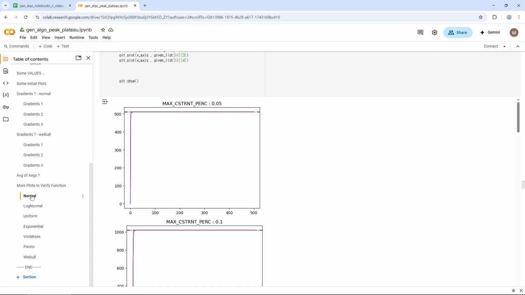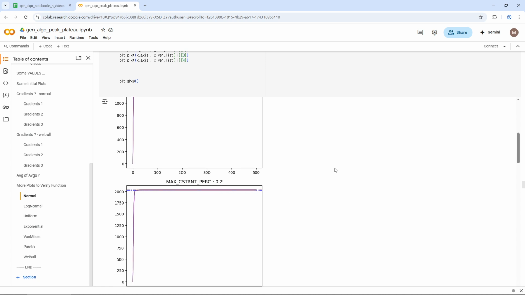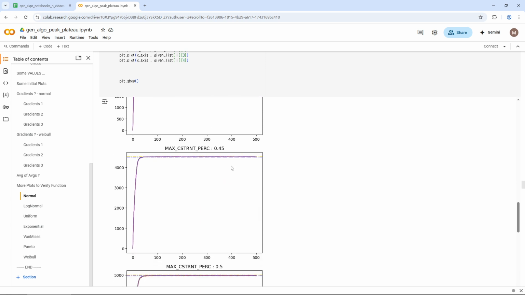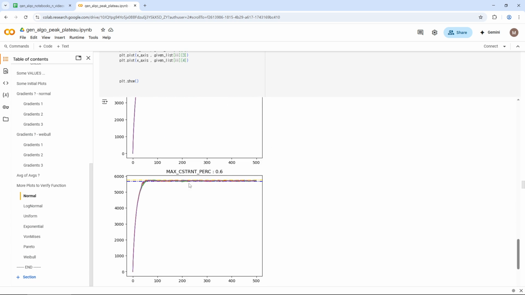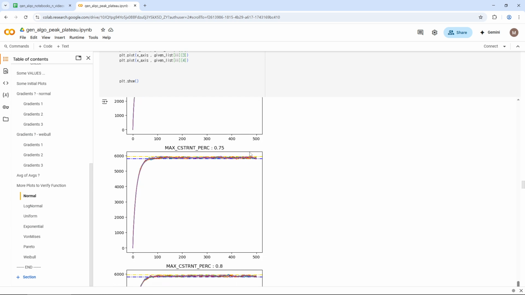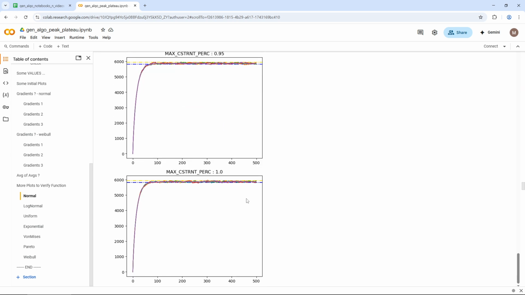Right now at 5%, when we use the normal distribution for both the utility values and the constraint values, and when the max constraint percentage is at 5%, we don't see anything because all the lines are just stacked on top of each other. 10%, 15%, 20%, 25%, 30%, 35%, 40%, 45%, 50%. Now we're starting to see those two lines. 60%, 65%, 70%, 75%, 85%, 90%, 95%, 100%.